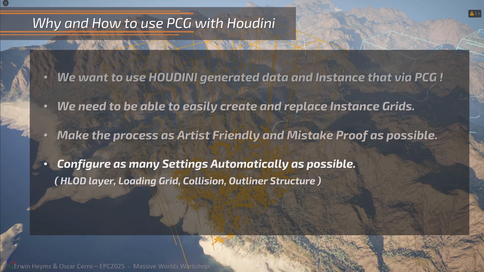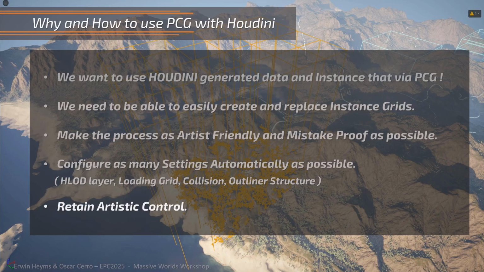And finally, we also want to make sure that the system configures everything without having to touch any of the subsystems inside these instances. If we want to configure things like the HLOD layer that they belong to, whatever loading grid they're assigned to, we want to set up our collisions, we want to configure RVT decal systems, or where in the outliner it's located and what name it has, all of this should be done for us. That's important because if you have hundreds or thousands of these in your map, you really don't want to have to go through all of them and manually tweak them, right?